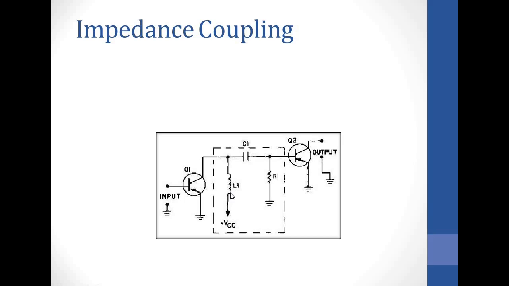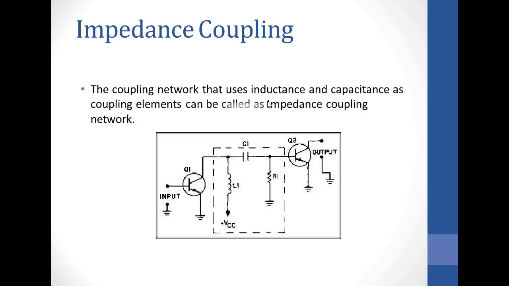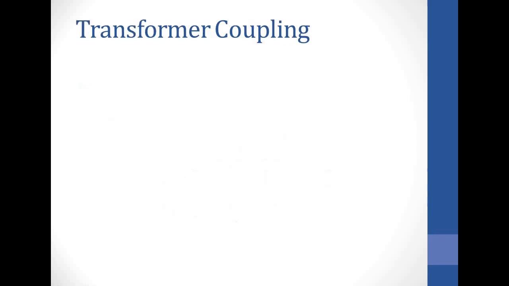So the inductor, basically what it is doing here, is allowing your DC to flow so as to bias this transistor. And this capacitor blocks that DC and couples the AC to this output. The coupling network that uses inductance and capacitance as coupling elements can be called an impedance coupling network, as shown here.